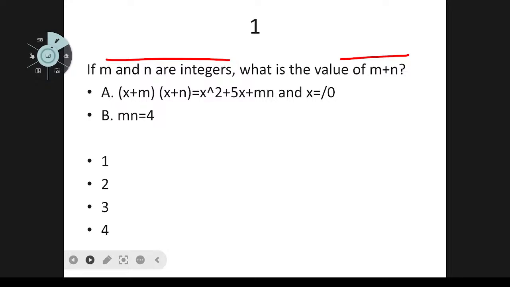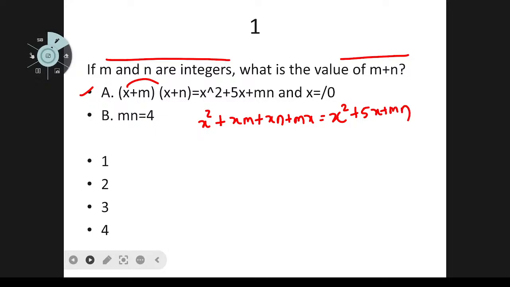Now they have given the first statement. When they have given the statement as an equation, the first thing that comes to mind is to solve the equation. That's it. Don't make it complicated. Equation is given, solve the equation, right? x into x is x square plus x into m plus x into n plus m into n, which is equal to x square plus 5x plus mn.